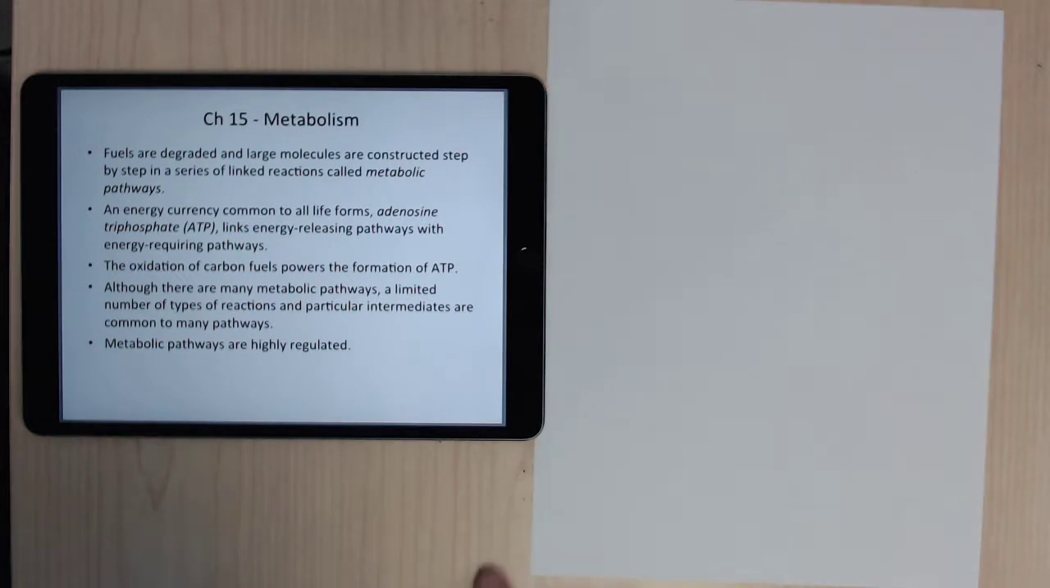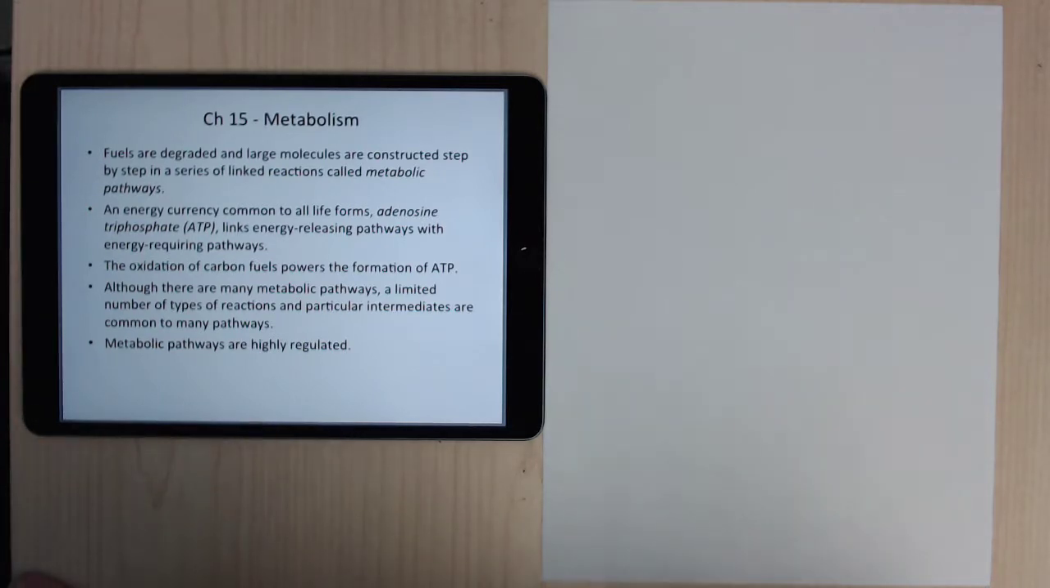For this one, we're going to skip ahead to the intro to metabolism. This is going to get us started on the rest of the course, which will end up being things like glycolysis and gluconeogenesis and the citric acid cycle, and how we make molecules and make energy.